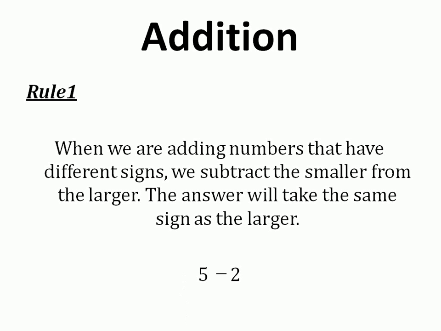Numbers have different signs. We are going to subtract the smaller from the larger. So let us subtract 2 from 5. Subtracting 2 from 5, the answer is 3. Now 5, being the larger number, is accompanied by a positive sign, although it's not obvious. The answer is therefore required to be positive. With or without the sign, it is still a positive 3.